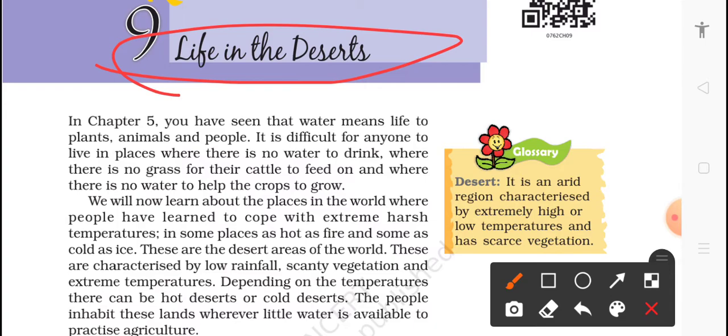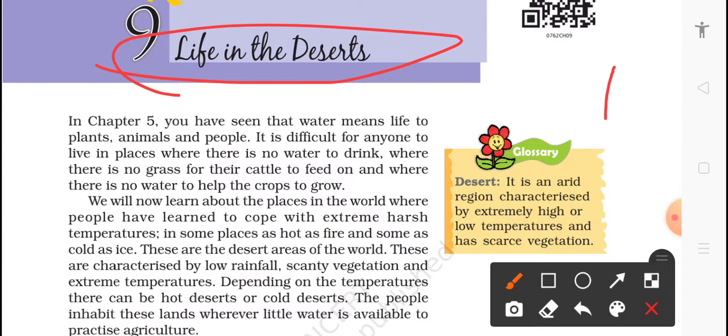You have seen that water means life to plants, animals and people. It is difficult for anyone to live in a place where there is no water to drink, where there is no grass for their cattle to feed on, and where there is no water to help the crops to grow. So we will now learn about the places in the world where people have learned to cope with extremely harsh temperatures, in some places as hot as fire and some places as cold as ice. These are the desert areas of the world.